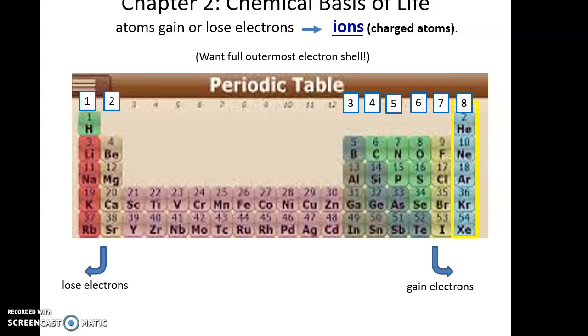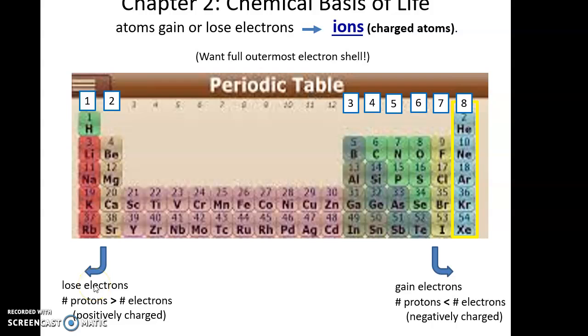Now, when an atom gains or loses electrons, it becomes an ion. So an ion is a charged atom. And if you lose electrons, then that is a positively charged ion, or a cation. So it now has more protons than electrons when they lose electrons, so they are positively charged. When you gain electrons, the ion is negatively charged. So gain extra electrons, now there are more electrons than protons, so it is negatively charged. So that ion is an anion, a negatively charged ion.